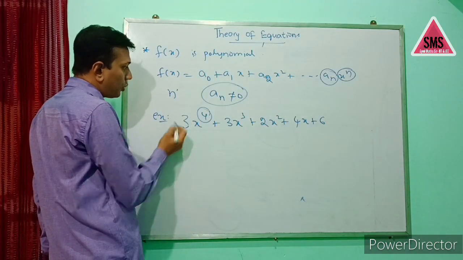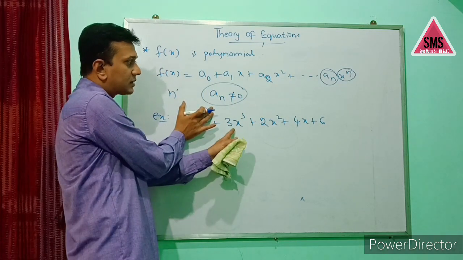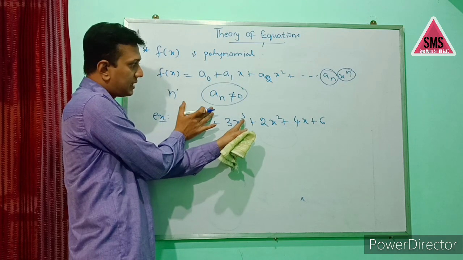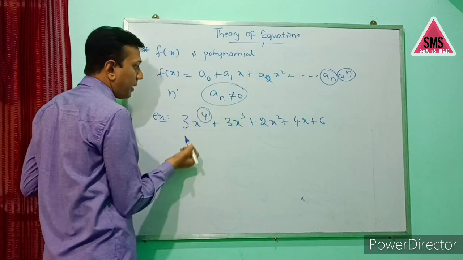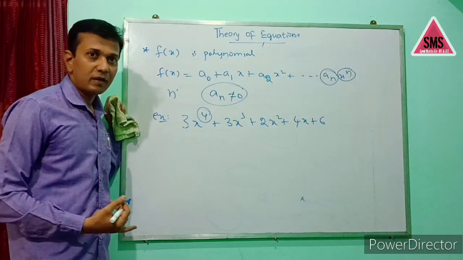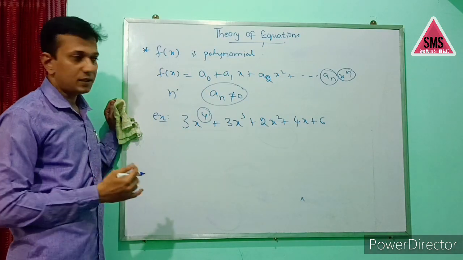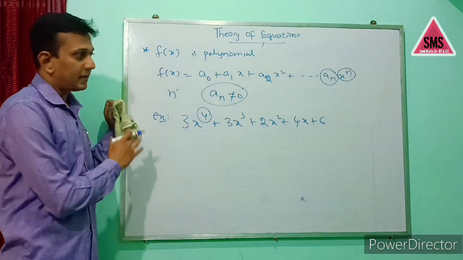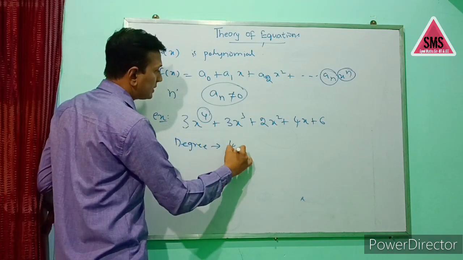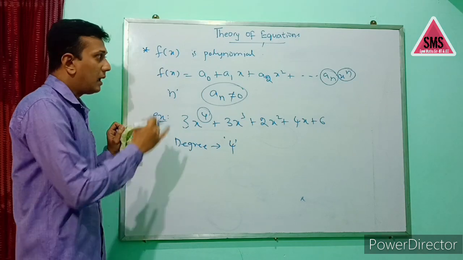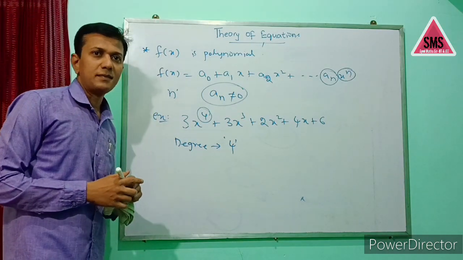Suppose this term is going to be 0, then we will not get the x power 4 term. That means the next variable power is considered as the degree. So for deciding the degree of the polynomial, there must be a coefficient beside it. Without this coefficient we cannot decide. So here what is the degree of the polynomial? Degree is 4. Based on this degree of the polynomial, we have several types of polynomials.